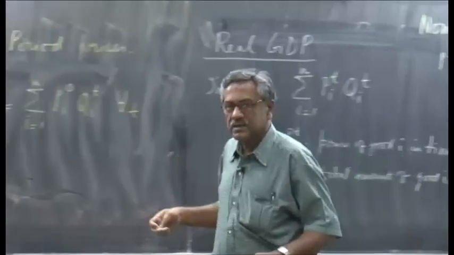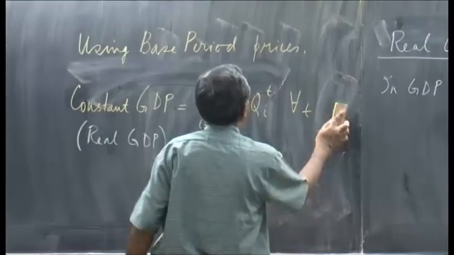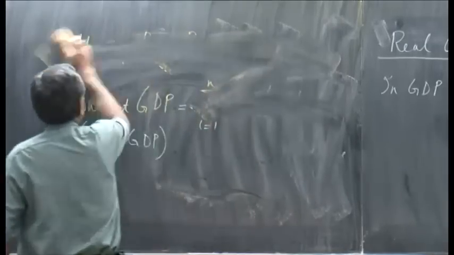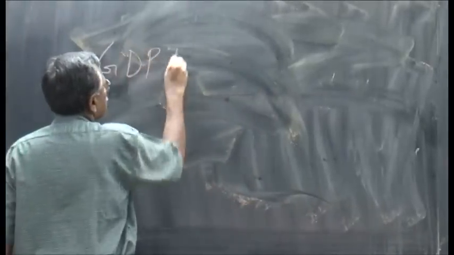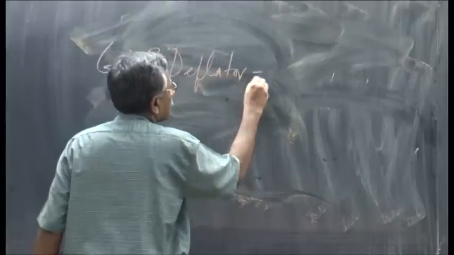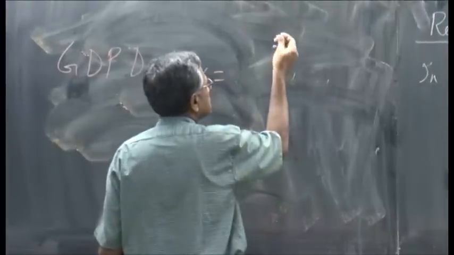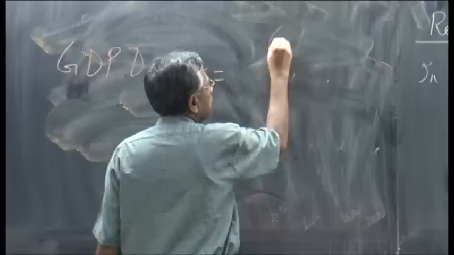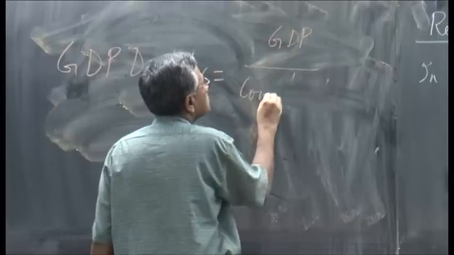In this case, if I now erase all this, our first measure of prices in the country that emerges is called the GDP deflator, the first-level price measure, which is nominal GDP divided by constant GDP.